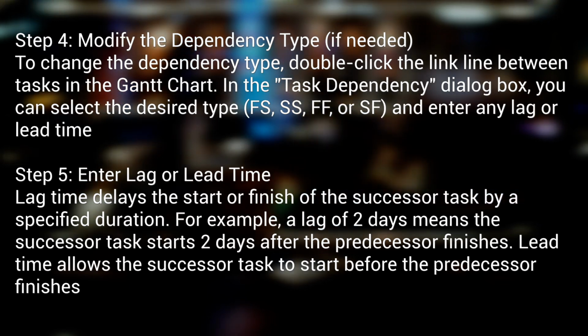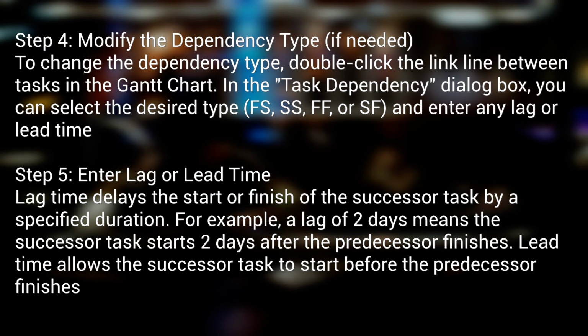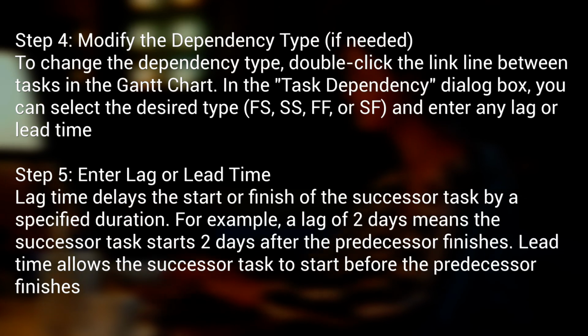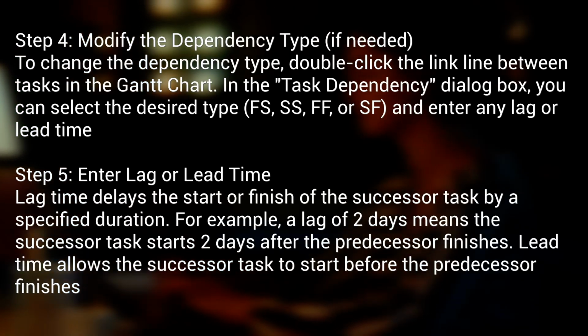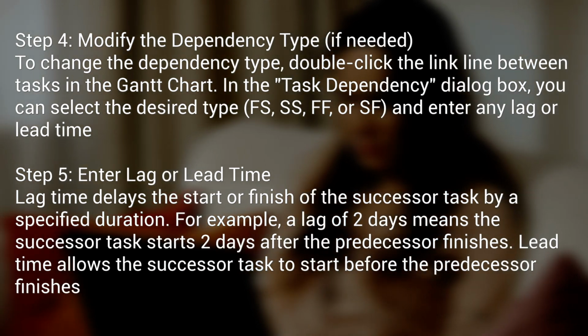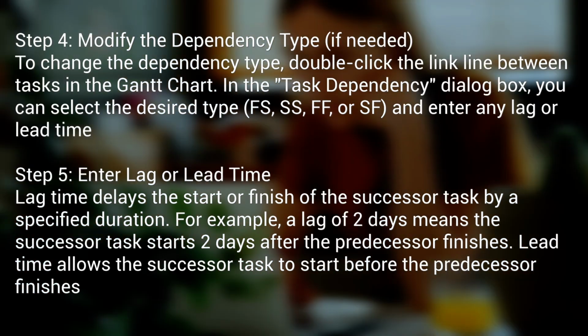Step 4. Modify the dependency type, if needed. To change the dependency type, double-click the link line between tasks in the Gantt chart. In the Task Dependency dialog box, you can select the desired type, FS, SS, FF, or SF, and enter any lag or lead time.